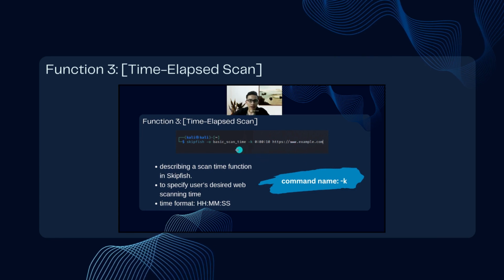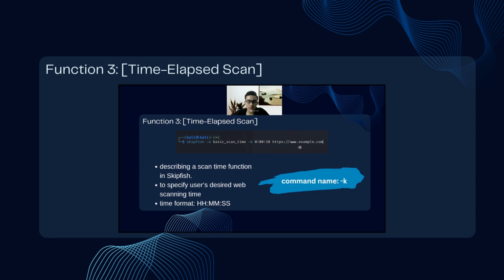As you can see in this slide, this is a normal scan command followed by SkipFish along with the dash o, which is the command output file, and the output file is set as basic underscore scan underscore time. But there is a new command known as the dash k option. The dash k must be followed by the specified time, which we set to 10 seconds, along with the targeted website URL link.